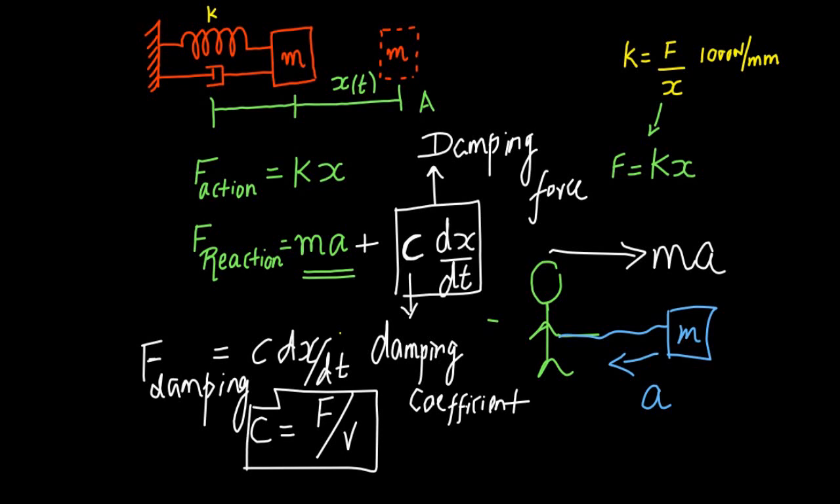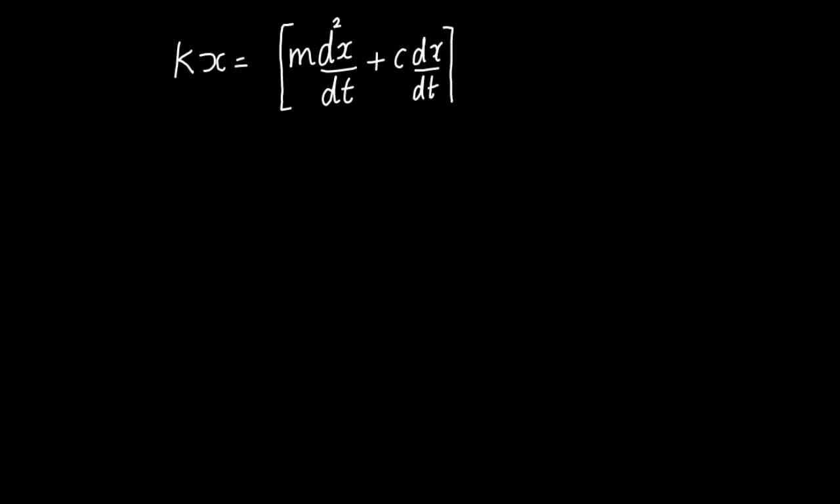Now at this point of time, if you just equate the action and the reaction by using Newton's third law, then we are going to get this expression. Action is given by kx, and the reaction is mass times acceleration. Acceleration is change in velocity with respect to time, and velocity is change in displacement with respect to time. So you get m d squared x by dt squared plus the damping force, c dx over dt. And obviously, the two forces are opposite in nature, so please put a negative sign here.